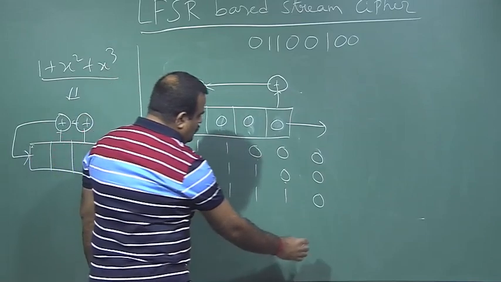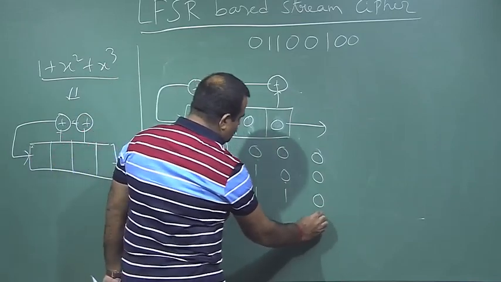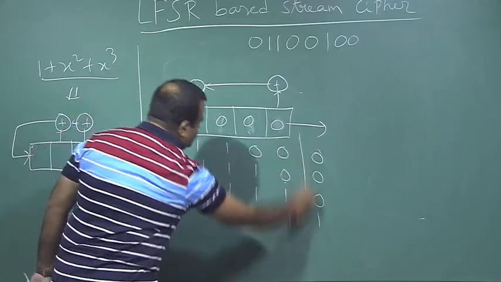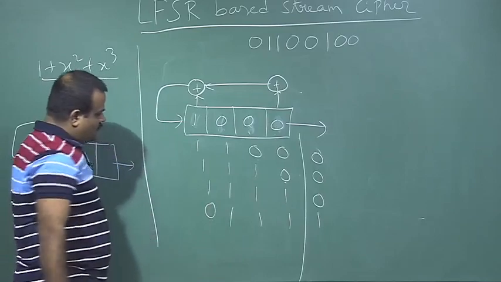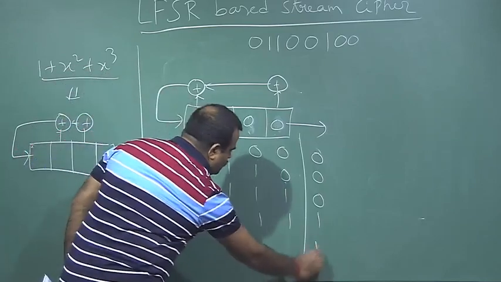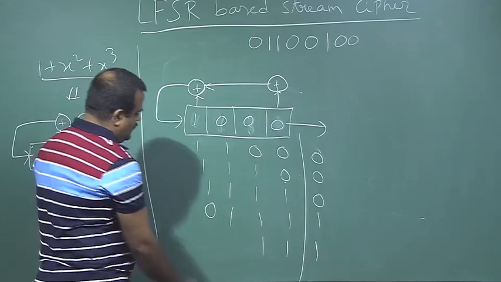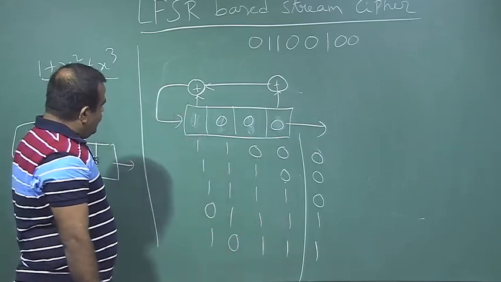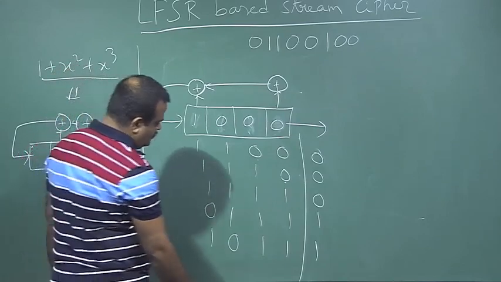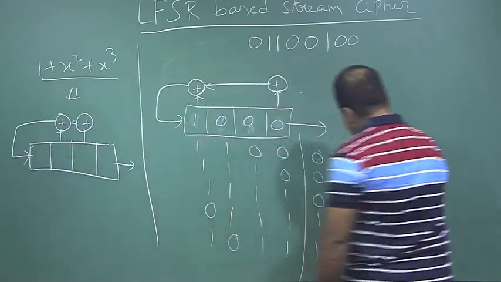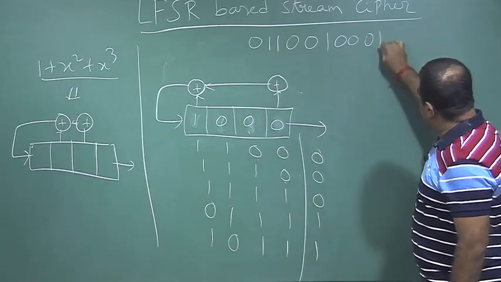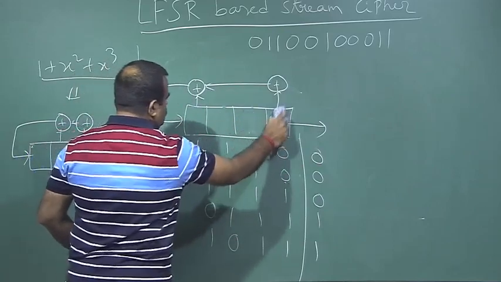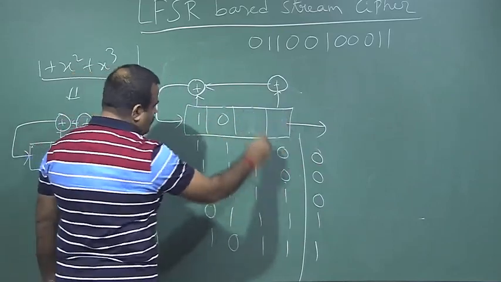So, now we have 1, 1, 1, 1, and now these are all 1s. So, this is the key stream. So, this will be 0 again, and then this 1, 1, 1, and this 0 will come here, and this 2 will give us a 1 again. And so, this will basically be another 0, 1, 1. Now, this is the current state. So, we will just copy here. So, 1 0 1 1.